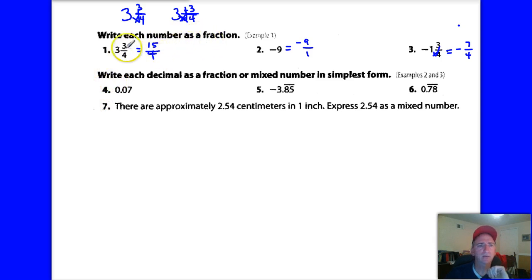You do need to know how to change a number from a mixed number into a fraction, or if it's a number without a denominator, it's always a 1 on the bottom there.